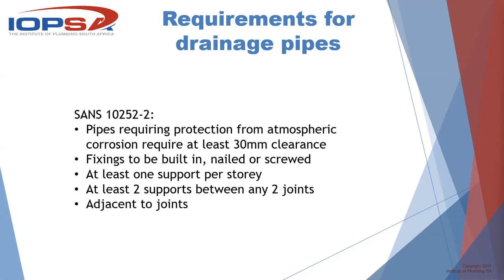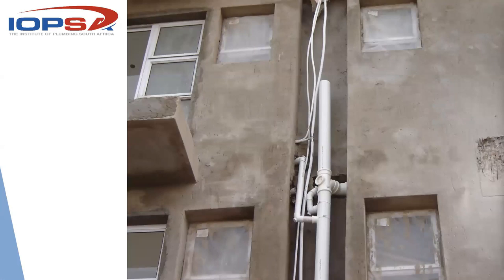So any two joints, at least two supports, and next to those supports. So here's a typical example of what's not right. That pipe has got zero support whatsoever. It's in some sort of, that's not a duct. If you know what ducts are, that's not a duct.